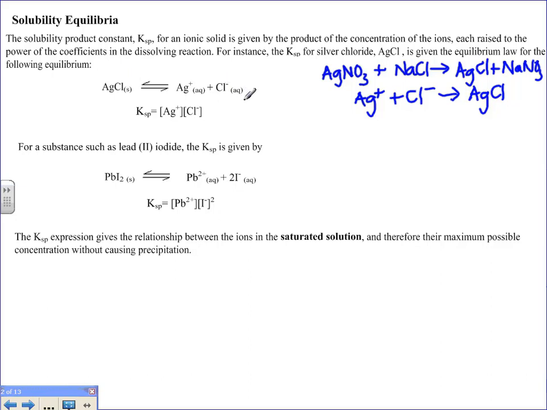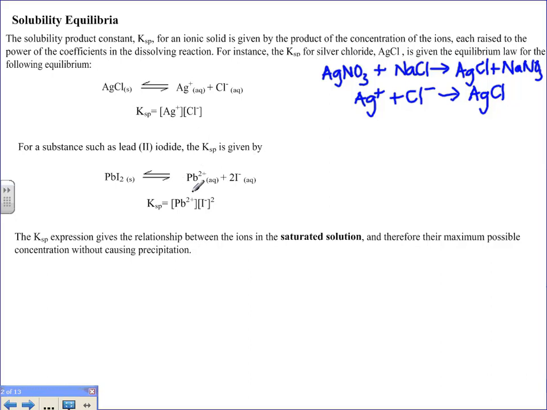Now the equilibrium constant expression for this reaction is the concentration of Ag+ times the concentration of Cl-. As you know, the solid, being a pure substance, is not included. And these equilibrium constants are referred to as Ksp, where sp stands for solubility product. So this is referred to as the solubility product constant.